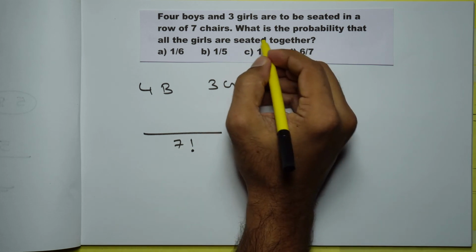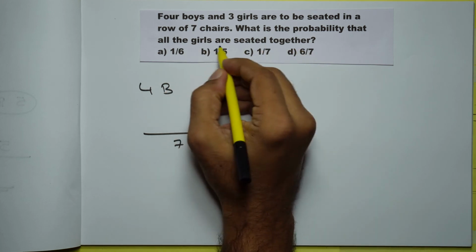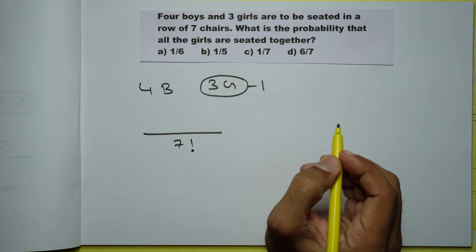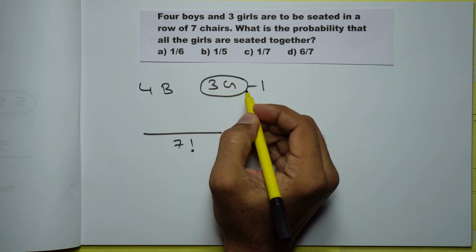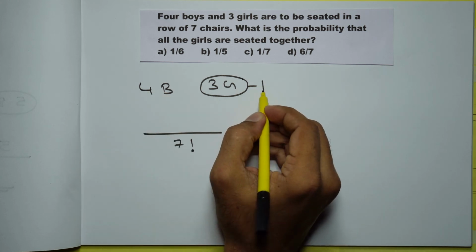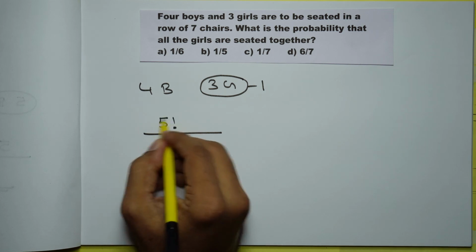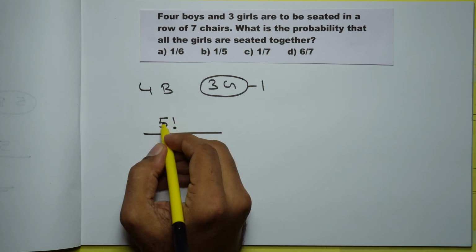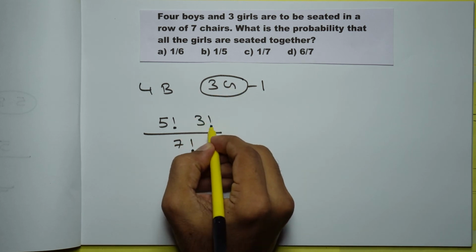Now we'll find out the number of outcomes such that all the girls are seated together. All the girls are together means bring them together and treat it as one person. If you treat it as one person, then the 3 girls will always be together. This is treated as 1. So 4 boys plus this one person, so 4 plus 1, effectively 5 of them, and they can be interchanged in 5 factorial ways. And in each of these 5 factorial arrangements, the 3 girls among themselves can be interchanged in 3 factorial ways.